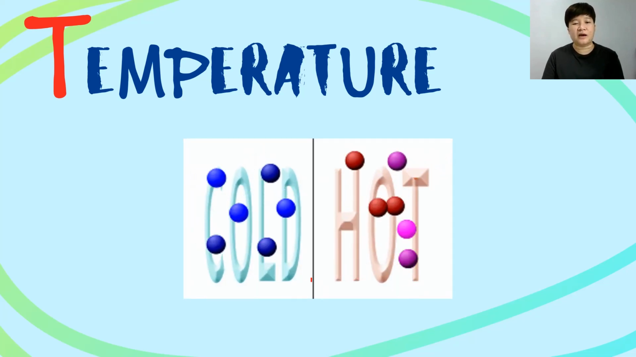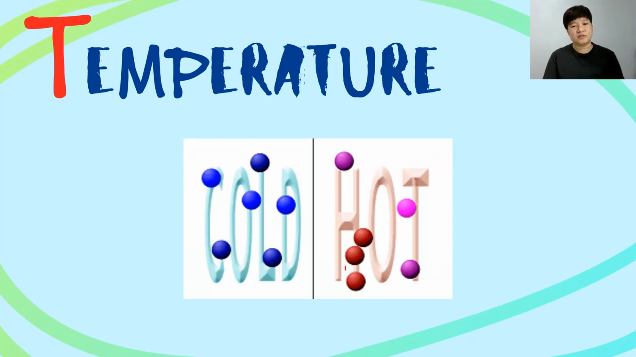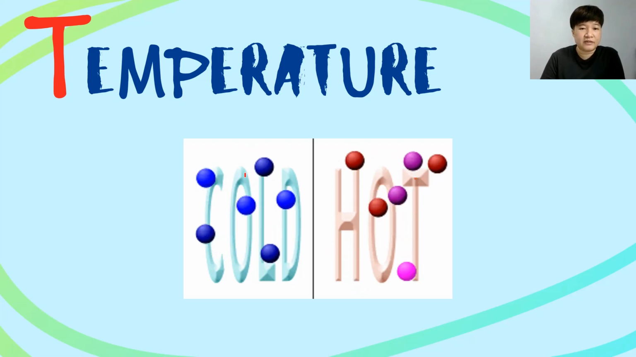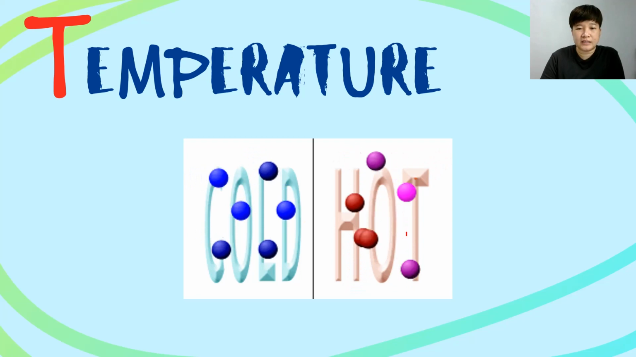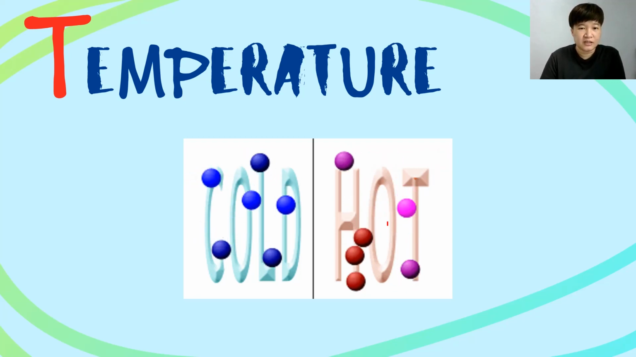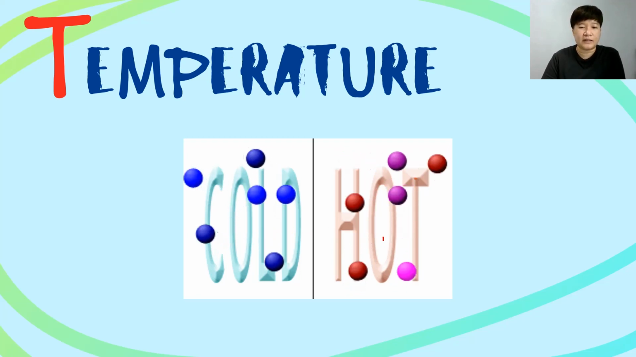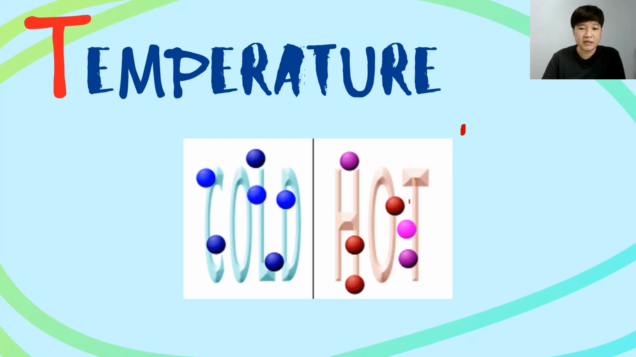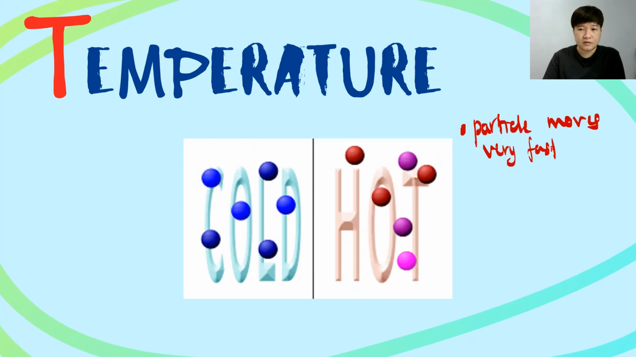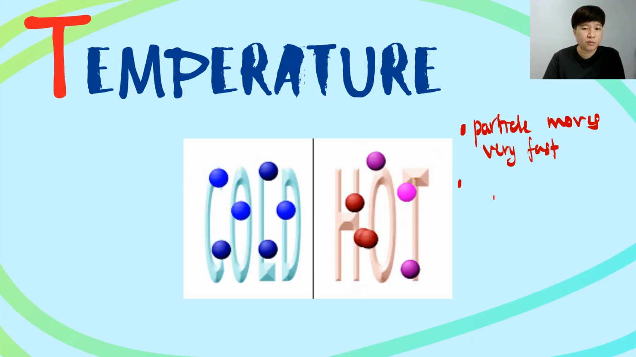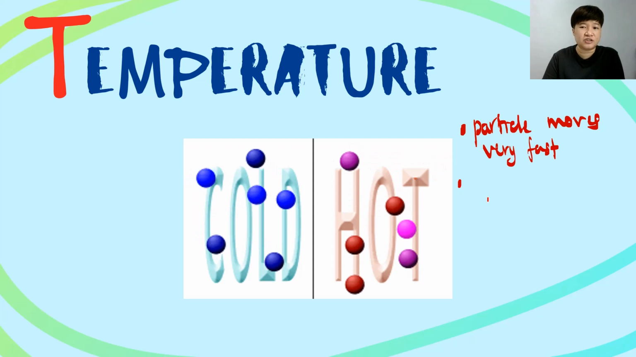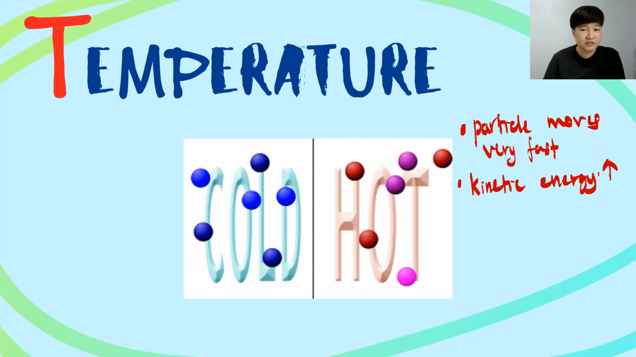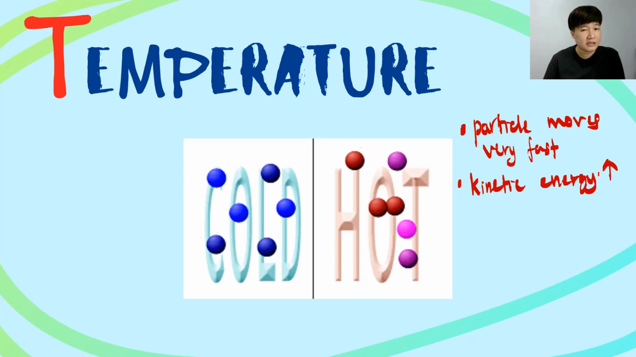Temperature, obviously we have one cold and one hot. If you look at it, again, the number of particles is the same. Left in the cold, you have 6 particles. Right in the hot, you also have 6 particles. But what happens when it's cold and hot? If you can see over here, the movement of your particles becomes faster. Particles move very fast, which means the kinetic energy of the particles is very high. So the kinetic energy will increase when the temperature increases.